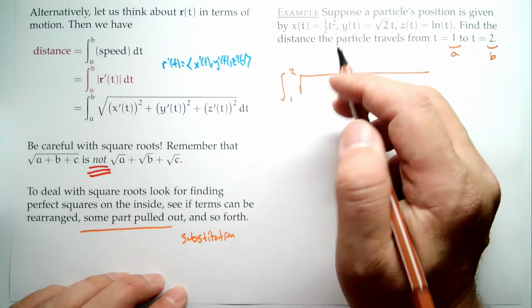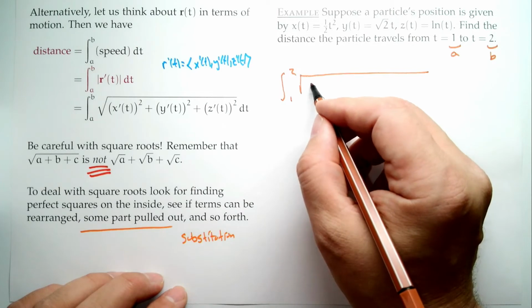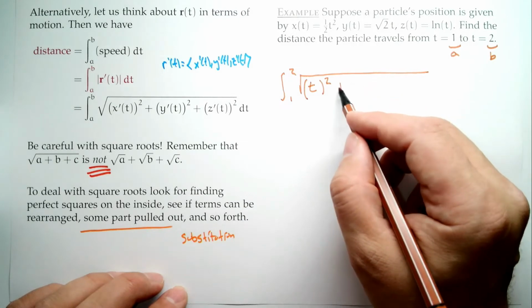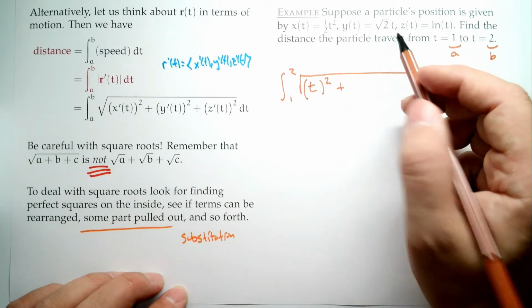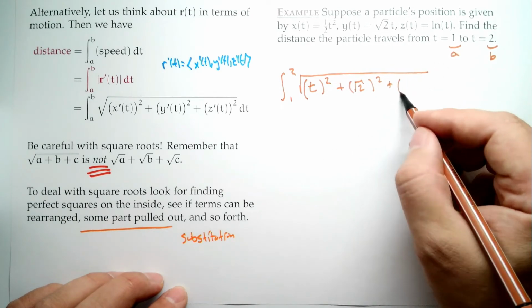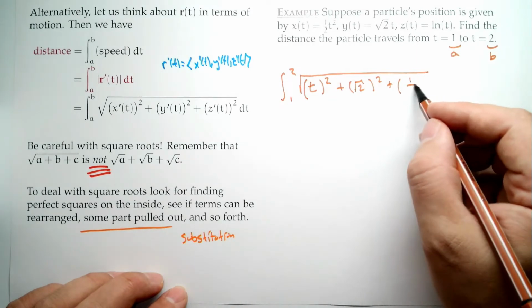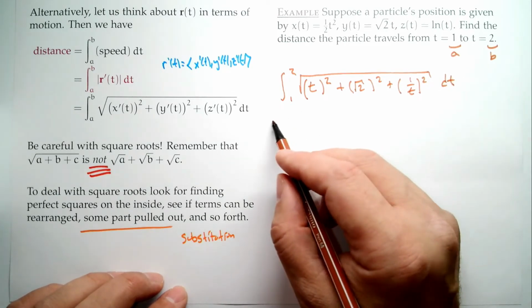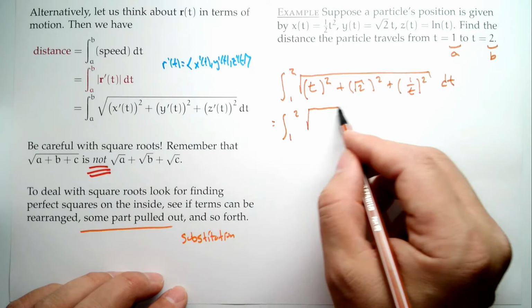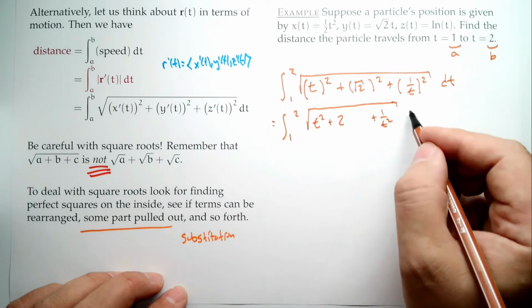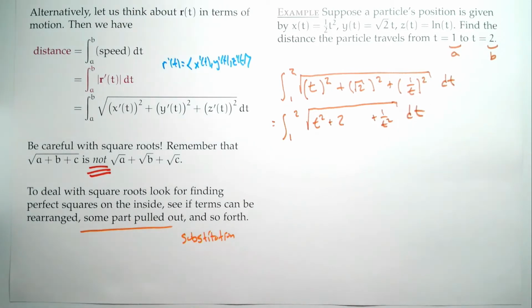What's the derivative of a half t squared? It's t. And we're going to square that. Plus, what's the derivative of root 2 times t? Root 2. And we're going to square that. What's the derivative of log of t? 1 over t. And we're going to square that. All right, so that's the integral we have to do. This is the integral from 1 to 2 of the square root of t squared plus 2 plus 1 over t squared dt.